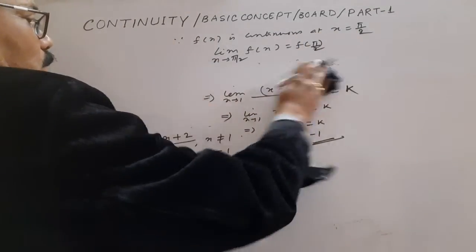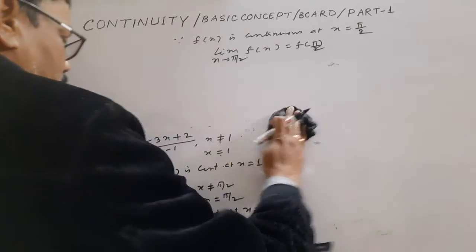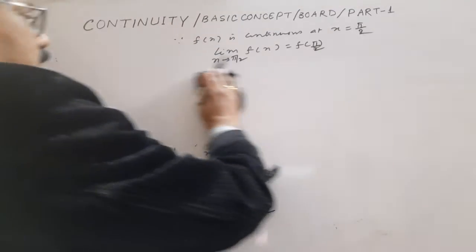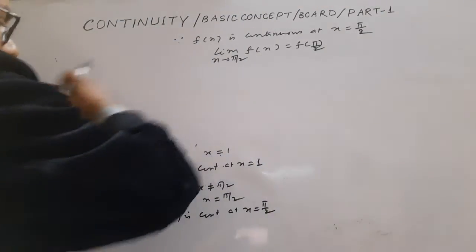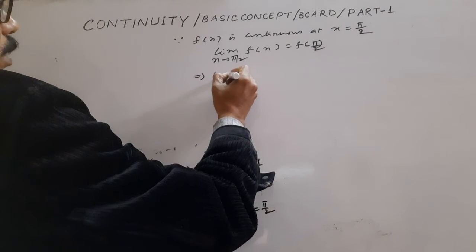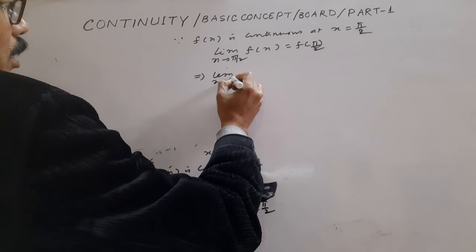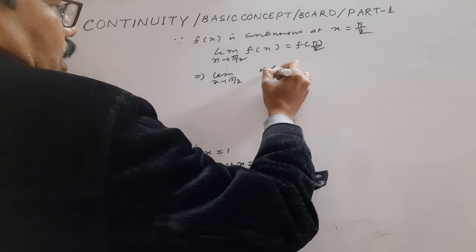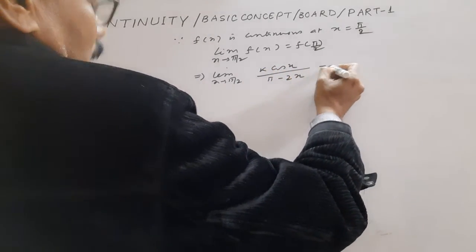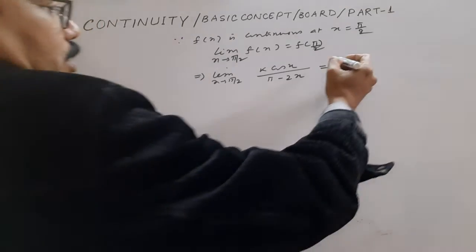This comes from the definition of continuity. Now x tends to pi by 2, that is x not equals to pi by 2. So put the value of fx: k cos x by (pi minus 2x). What is f of pi by 2? This is 3.